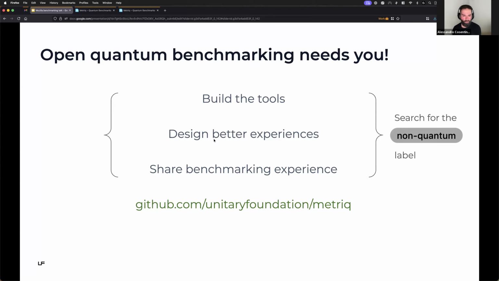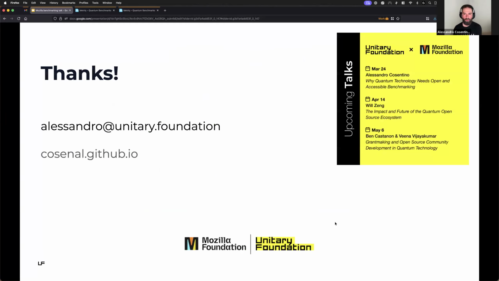We do have an umbrella repository that will lead you to all the other repositories, which is at Unitary Foundation/metric on GitHub. I will share these slides, but you can also go right now and take a look, and that will point you and dispatch you to the sub-repositories of the platform.